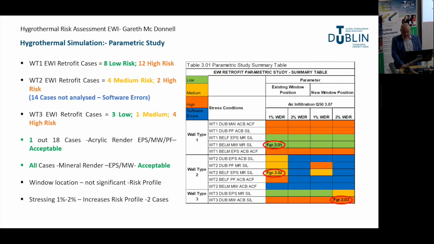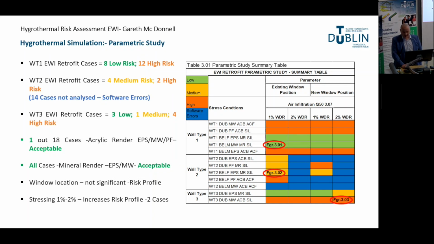Of the cases simulated for wall type 2, 67% of the cases were medium risk and 33% were high risk. Dublin was the only location featured in wall type 3. Out of the 8 cases, 50% were high risk and 38% were low risk. The remaining 12% were medium risk. An increased risk only occurred at the new window location in 2 cases, and the rise in stressing from 1 to 2% increases the risk profile in only 2 cases.